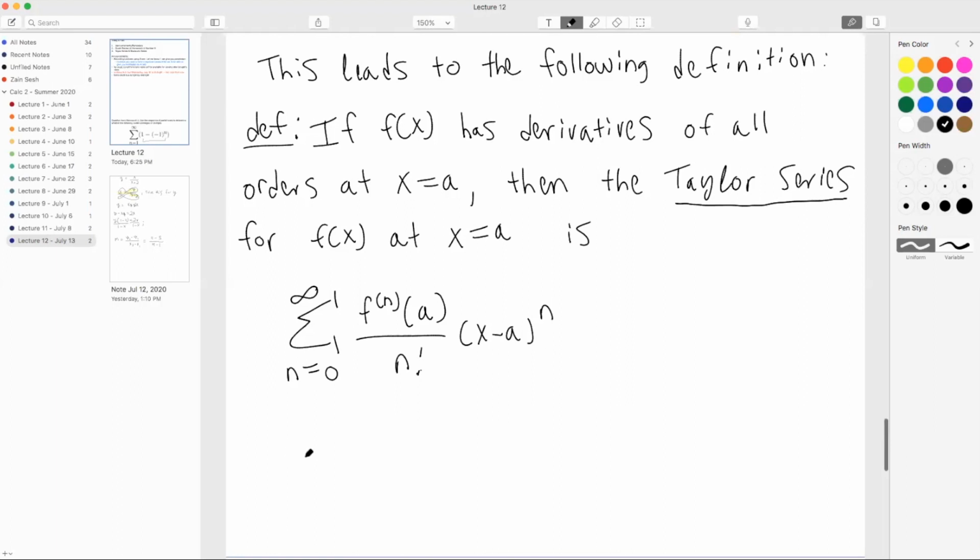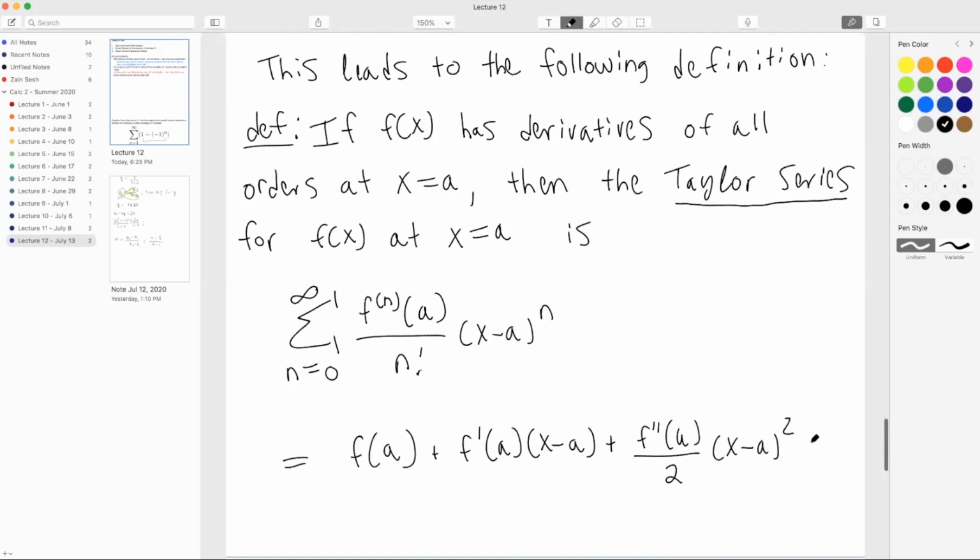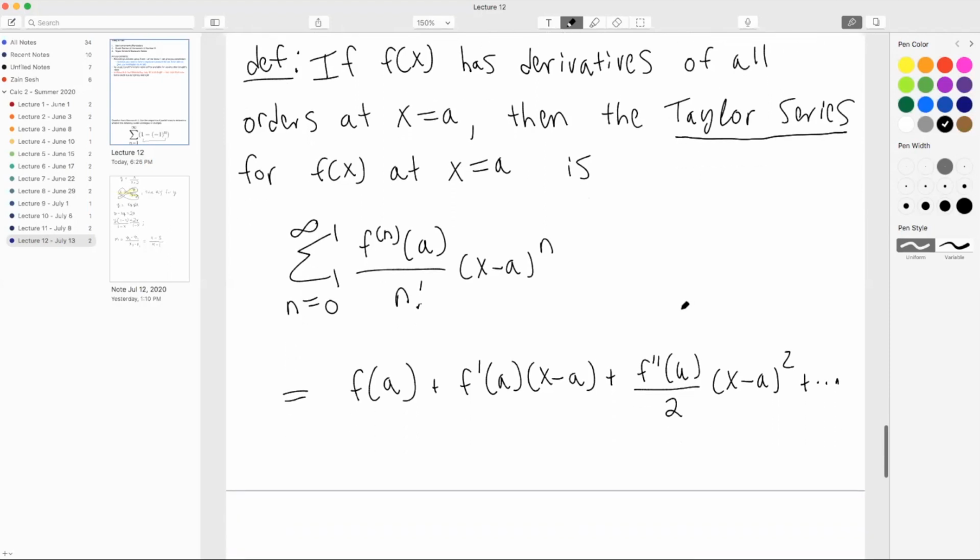So I'm just going to write out the first few terms. This is f of a, that's when n equals 0, plus f prime of a multiplied by x minus a, plus f double prime of a over 2 times x minus a squared, and then plus dot, dot, dot. All right, so I just wrote out the first 3 terms without the sigma notation. So that is the definition for a Taylor series at x equals a.